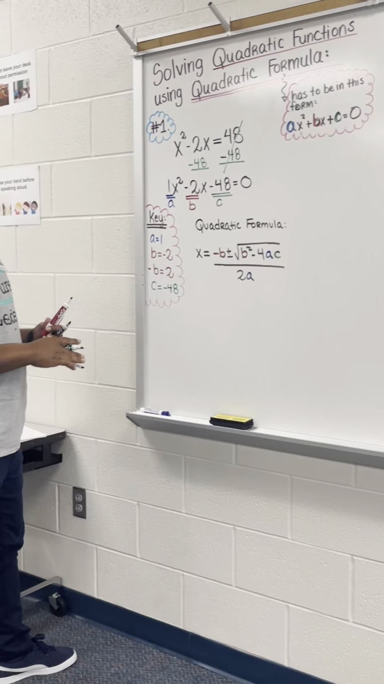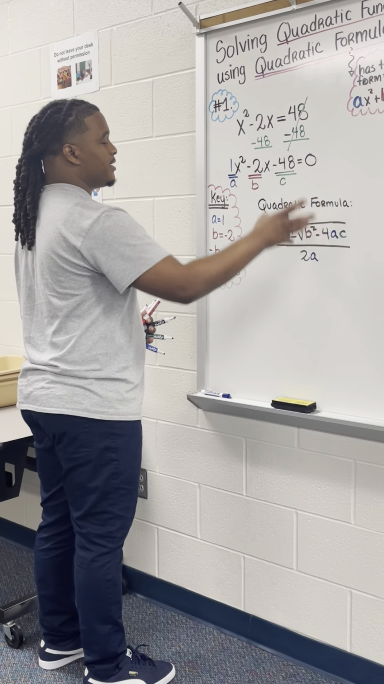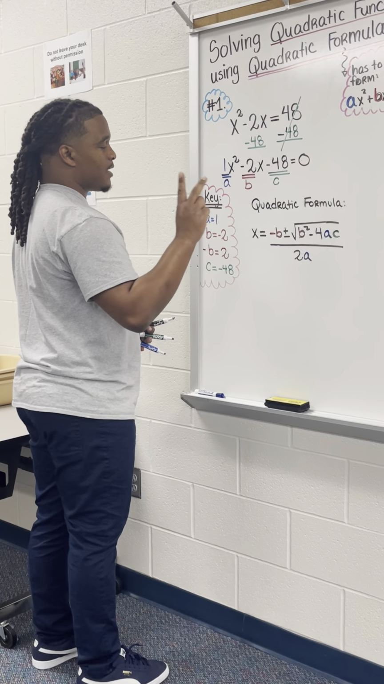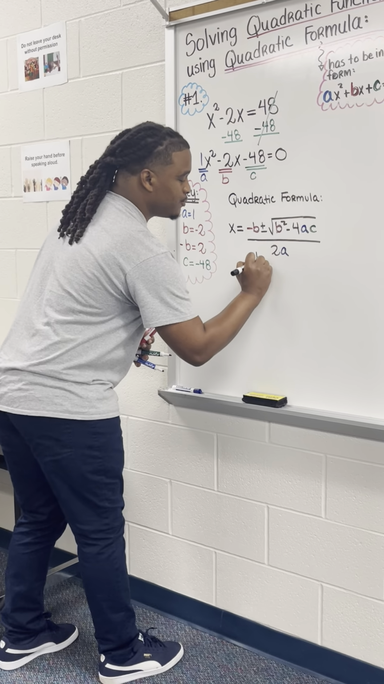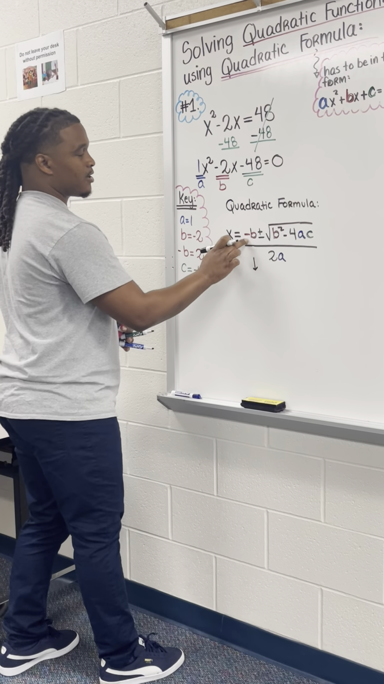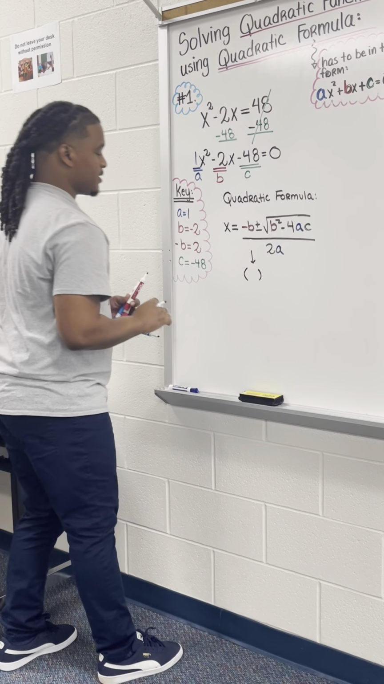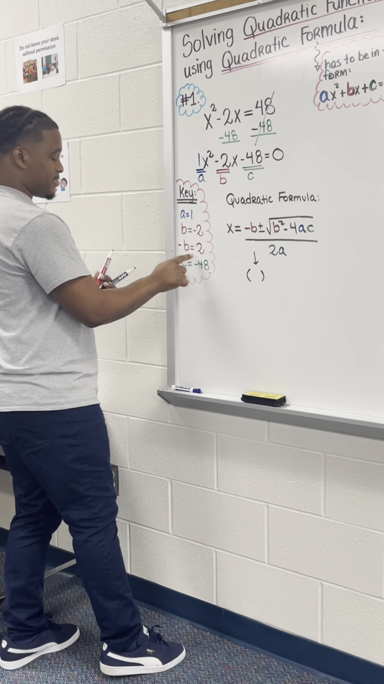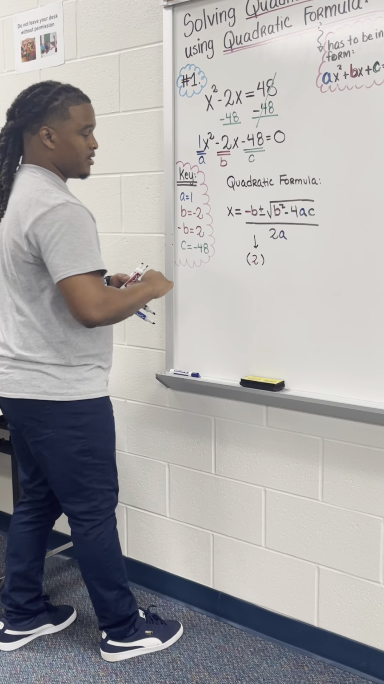So all we're going to do, ladies and gentlemen, is plug in these values into the formula and then simplify the formula until we get to our 2 solutions, okay? So the first thing we want to do is plug in each part. Let's start off with the stuff that's on the outside. I have a negative b. So once again, remember negative b equals a positive 2. So I have a positive 2 in the negative b slot, plus or minus.